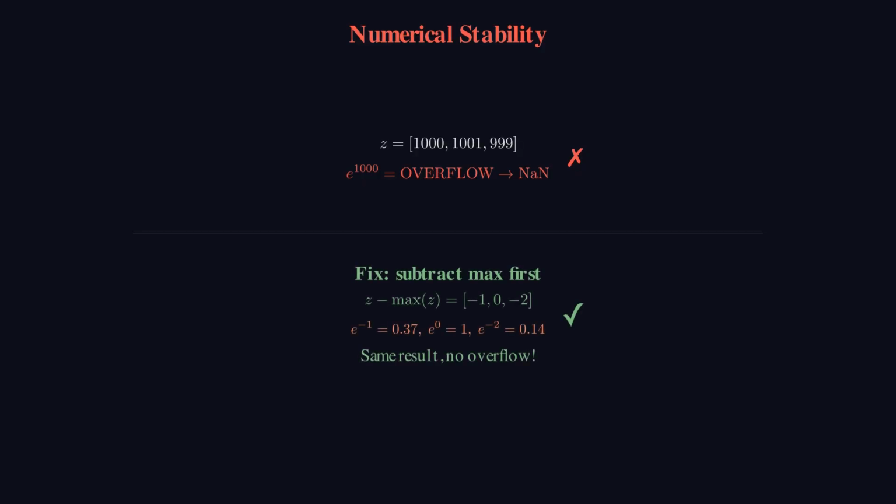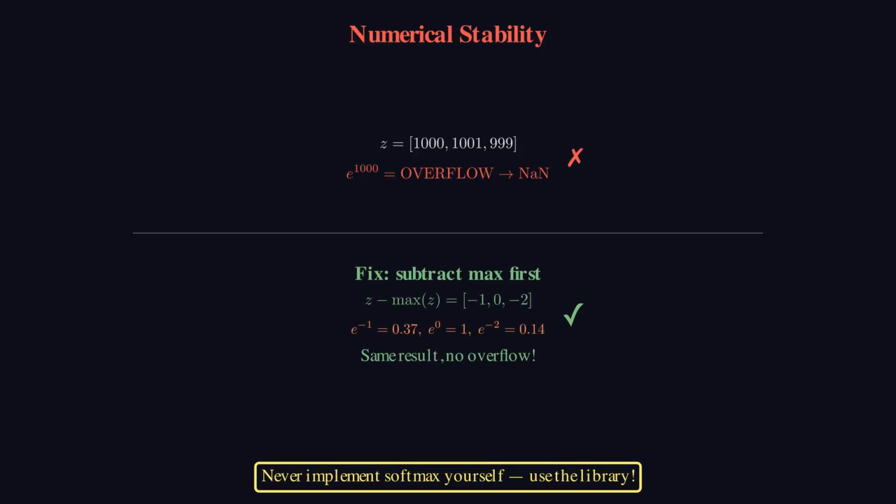One practical detail that every engineer knows. Computing softmax naively is numerically dangerous. If a logit is 1000, e to the 1000 is a number with 434 digits. It overflows to infinity. The fix is simple and clever. Subtract the maximum logit from all logits before exponentiating. This doesn't change the result. The softmax is shift invariant. But it prevents overflow because the largest exponent is now e to the 0, which is 1.